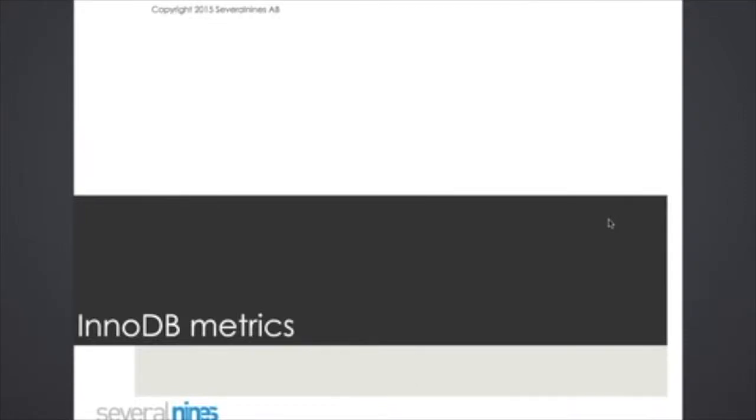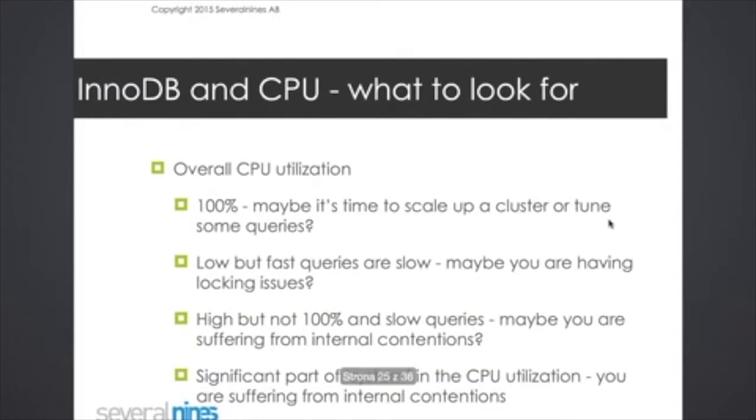And now let's talk about InnoDB metrics. So what to look for regarding InnoDB and CPU? Well, the overall CPU utilization is something from which we can derive a couple of pieces of information. For example, let's say that we have 100% CPU utilization. Well, obviously, maybe it's time to scale up a cluster.